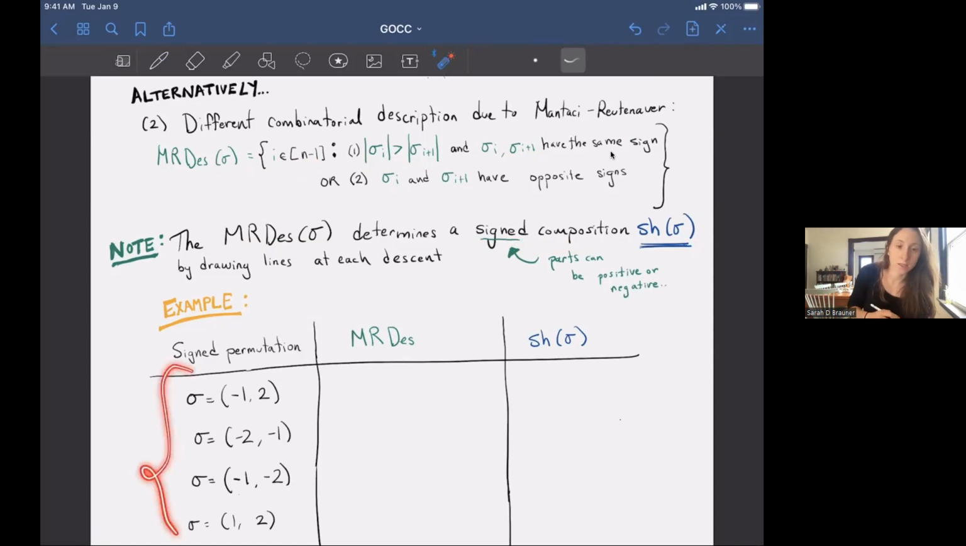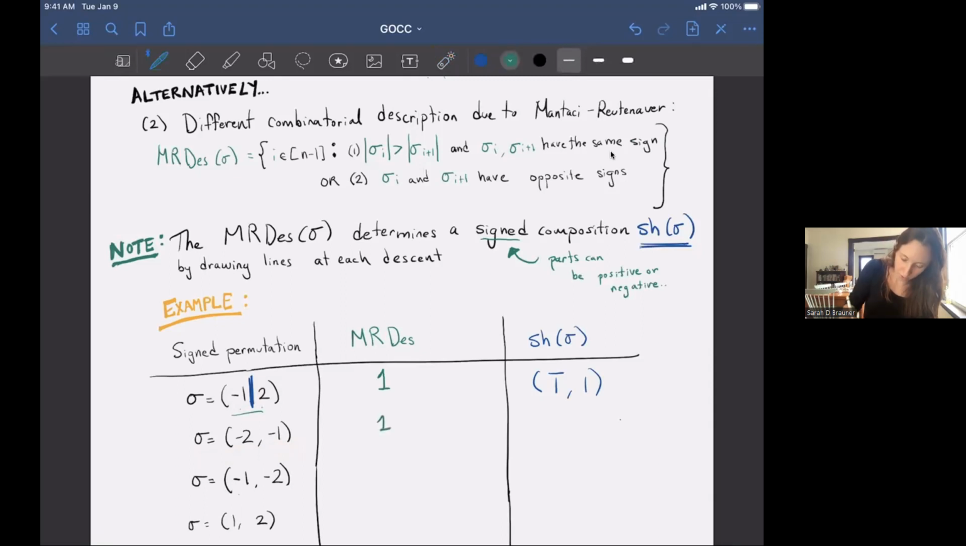Okay, so here are some permutations, or elements of B_2. What is the Mantaci-Reutenauer descent of this element? Well, I see that -1 and 2 do not have the same sign. So that tells me I have a descent at position 1. I draw a line where I have a descent, and I see that I have a piece of size 1 that's negative and a piece of size 1 that's positive. And so my composition is going to be, let's call it 1 bar if it's negative, and 1 for positive. Okay. Next permutation. So this one, -2, -1 have the same sign, but if I take the absolute value, 2 is bigger than 1. So again, I have a descent at position 1. I draw a line here. And now I have a part that's negative and a part that's negative. And so my composition shape is going to be 1 bar, 1 bar.